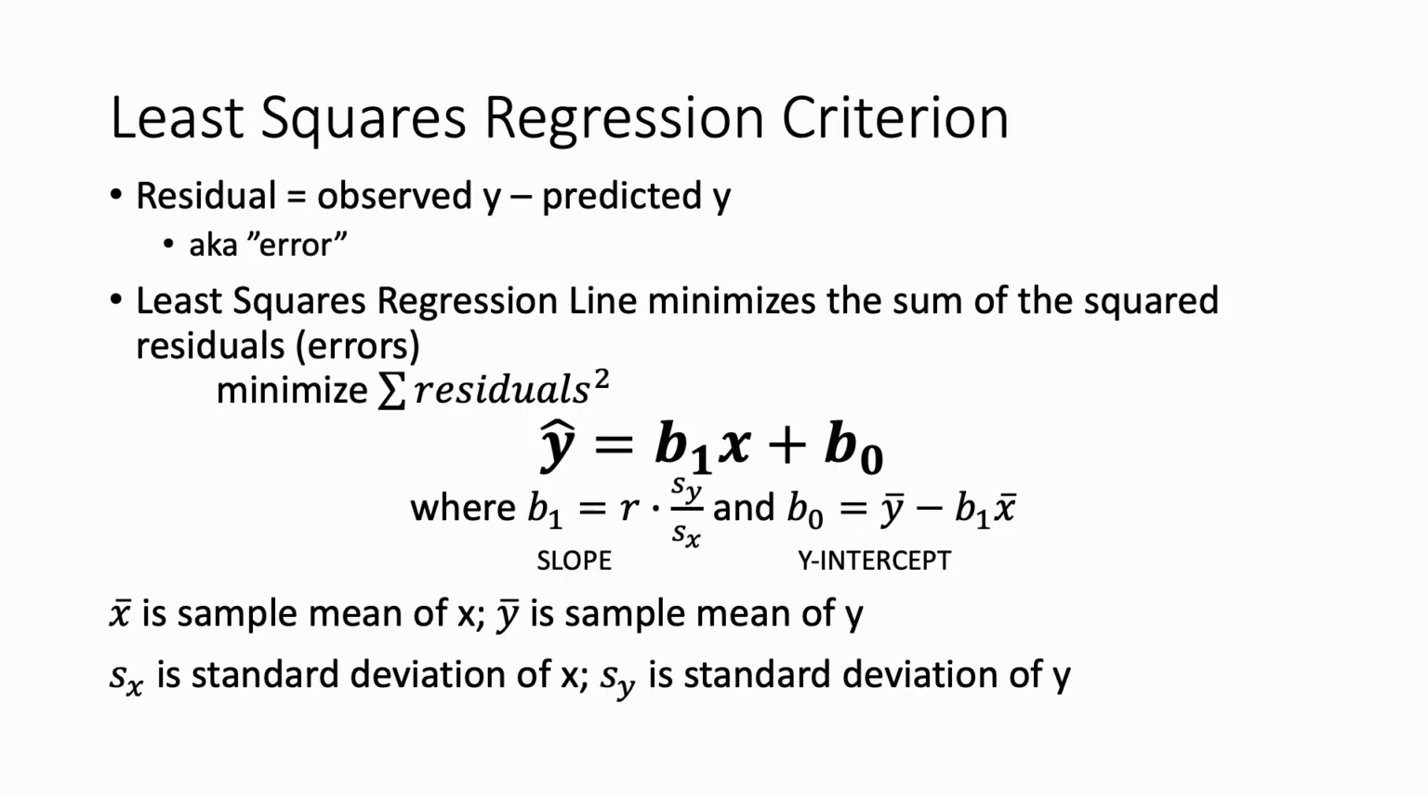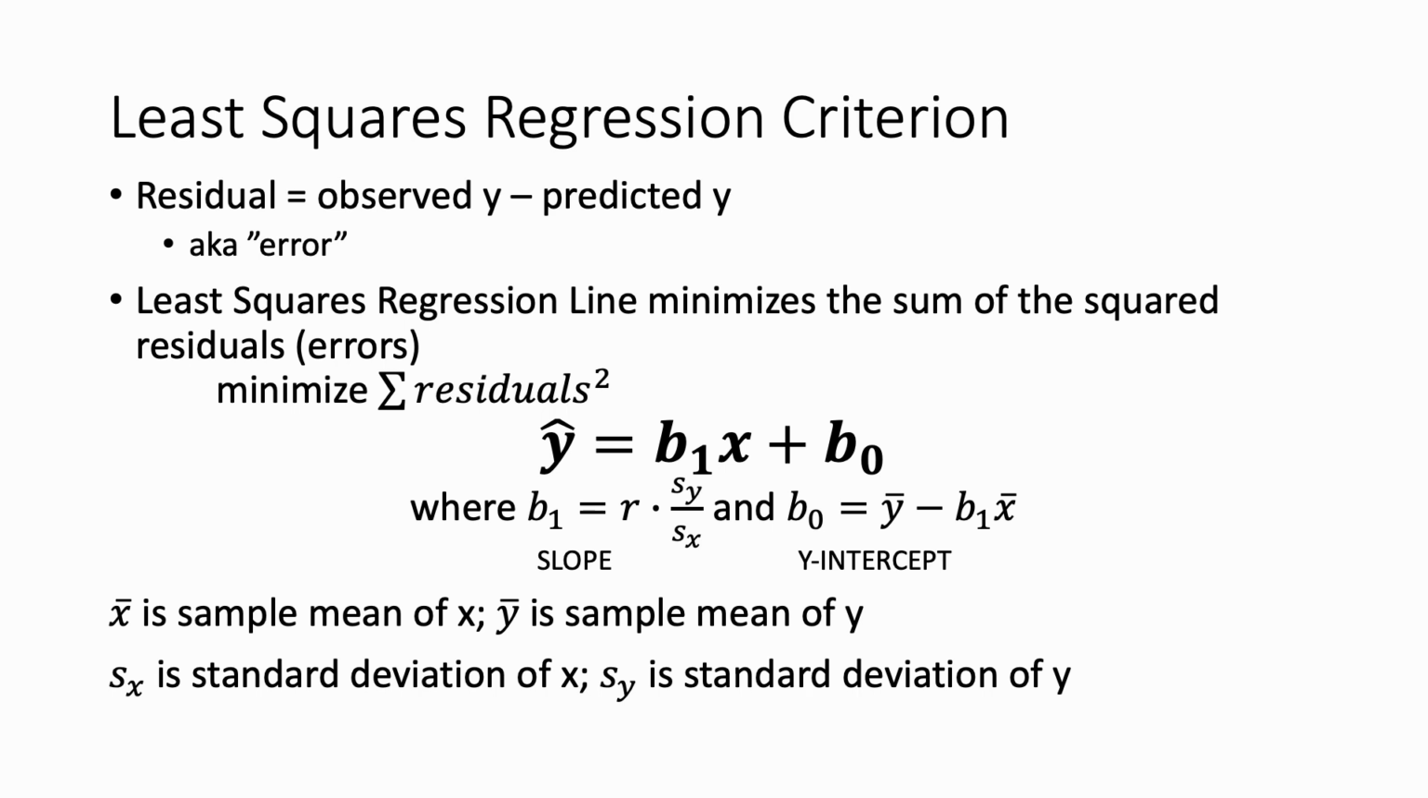The least squares regression criterion is picking a regression line that minimizes the sum of the squares of the errors or residuals. So first of all, the residual is just, you can think of it as the error. It's the actual value of y minus what would be predicted by your regression line. So it's observed y minus predicted y.